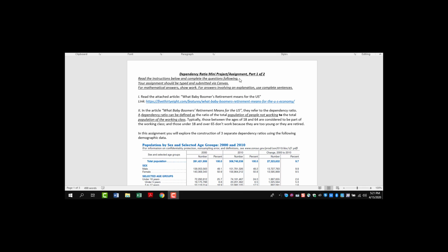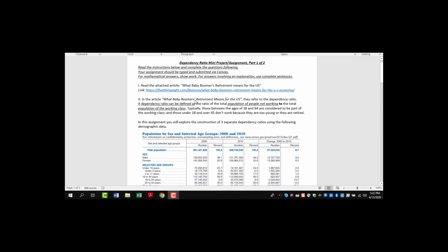Okay, so I'm going to go over and give you some hints on part one of the dependency project. These are important, right? Show work, explanations, use complete sentences. You're going to submit this via file upload. So you want to read that article, so probably just copy and paste it into the browser.